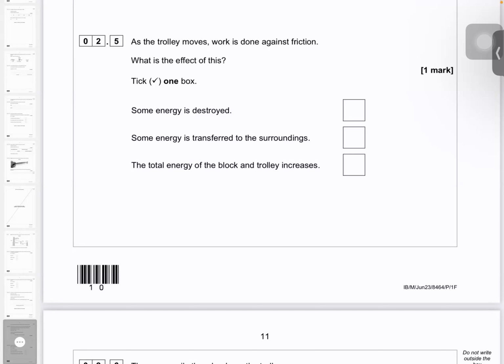I wouldn't say so. I wouldn't go with some energy is destroyed because that would go against that law of conservation of energy that I stated back then. And it's a law. So laws cannot be broken. What it now means is that I can say that some energy is transferred to the surroundings. Yes. I'll go with that.